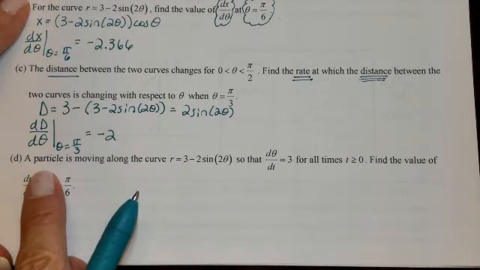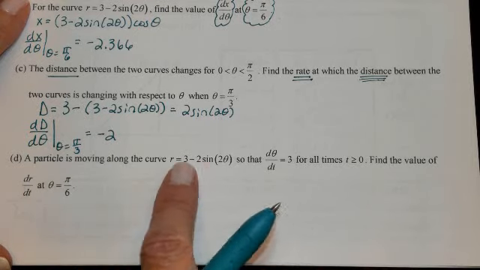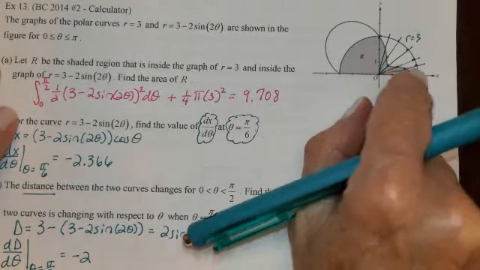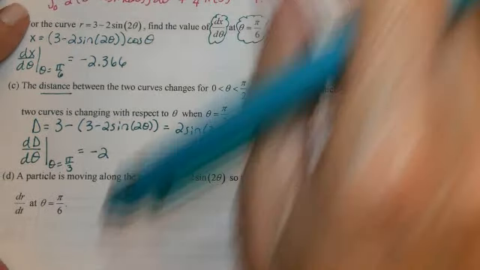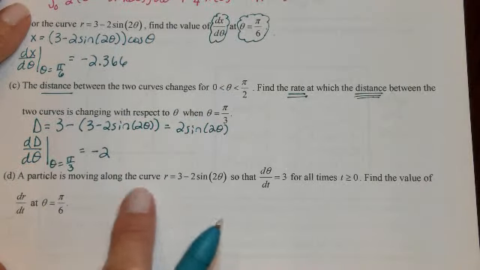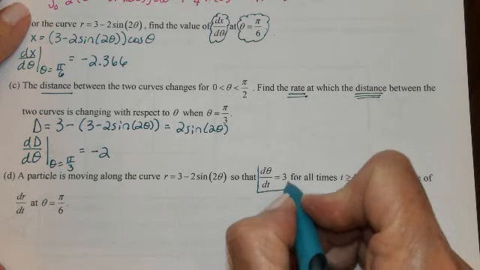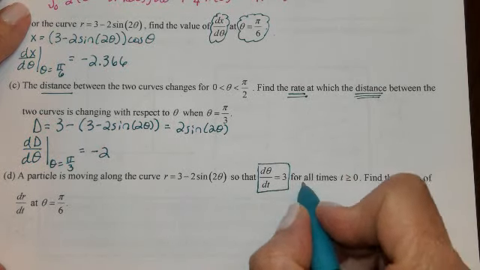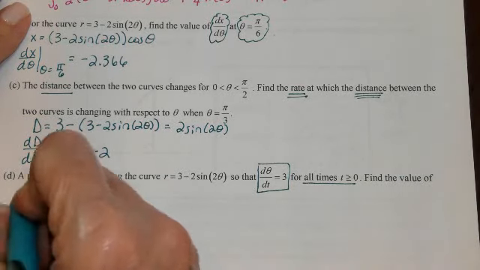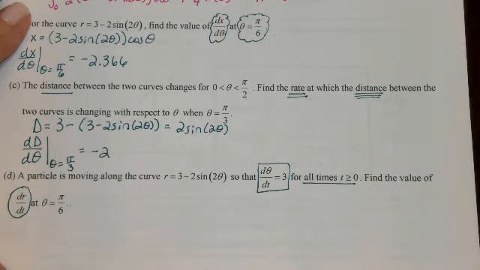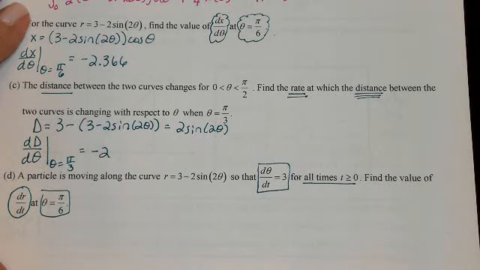Now, what do they say? A particle is now moving along the weird curve. So now we've got a particle moving. Perfect. I love these. A particle is now moving along this curve so that d theta dt is equal to 3 for all times greater than 0. Find the value of dr dt when theta is pi over 6.